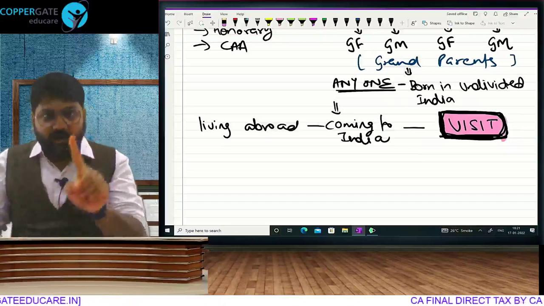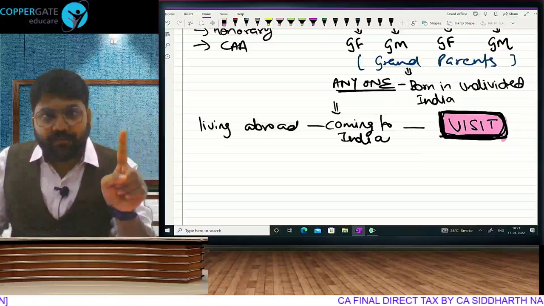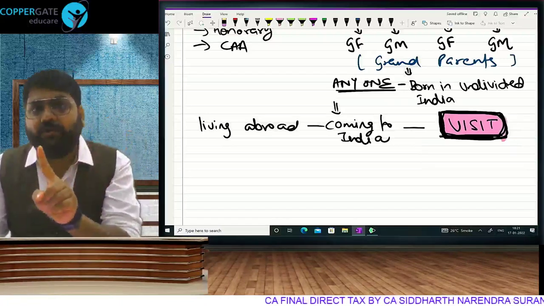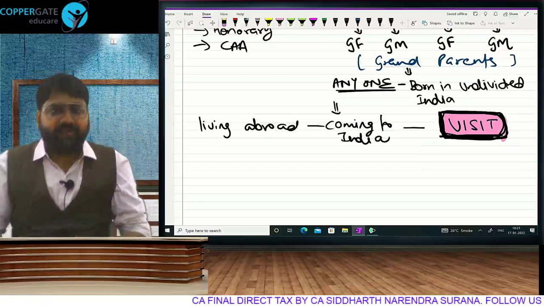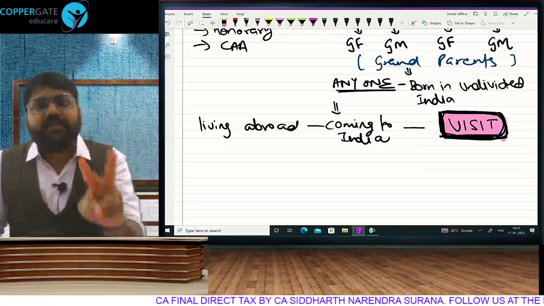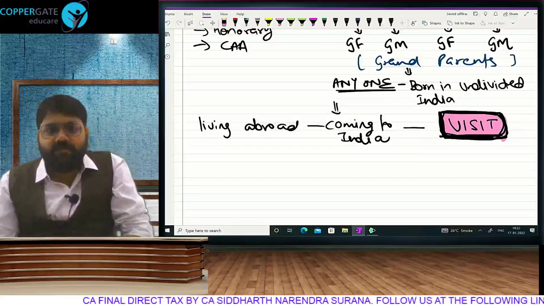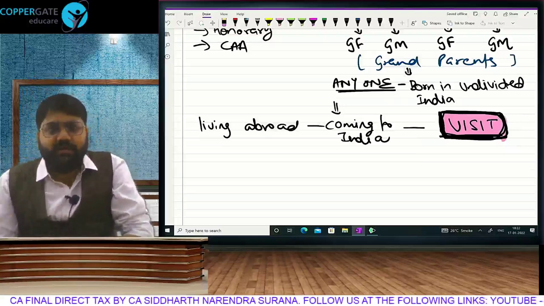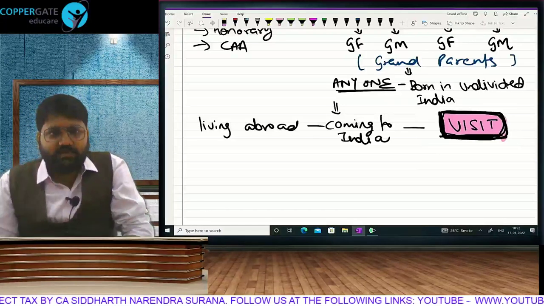What are the two people? Those who are going outside, citizen going outside for earning. Citizen going outside for earning, but for them we will not include, for the CDC, for the crew member, we will not include CDC period. And second, citizen or PIO who have come to India for the purpose of visit. Then again, 6365 not applicable. Is that understood? Yes, sir.